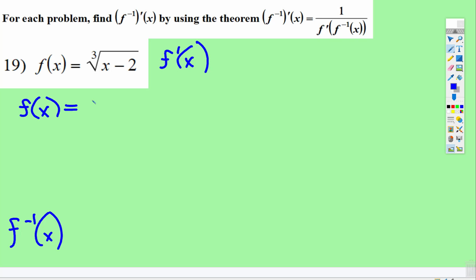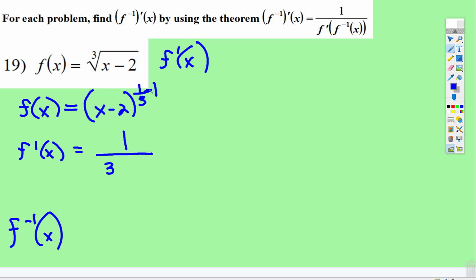So if we find the derivative of this function, the first thing we're going to do is rewrite that with a fractional exponent. So x subtract 2 to the 1/3. And now when we find the derivative, the 1/3 will come down in front. And then when we subtract 1, that will be a negative 2/3.